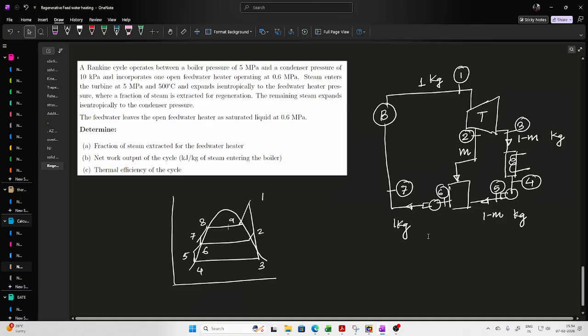So today what I'll do is I'll try to model one open feed water heater inside this particular cycle. You can see that the problem says that a Rankine cycle operates between a boiler pressure of 5 megapascal. So this is the 5 megapascal pressure line and the condenser pressure of 10 kilopascal. So the condenser pressure is given to you as 10 kilopascal.